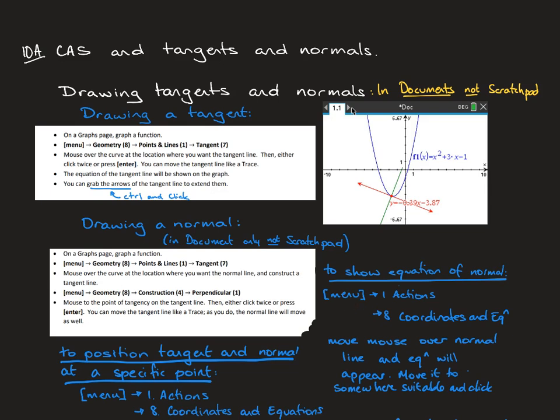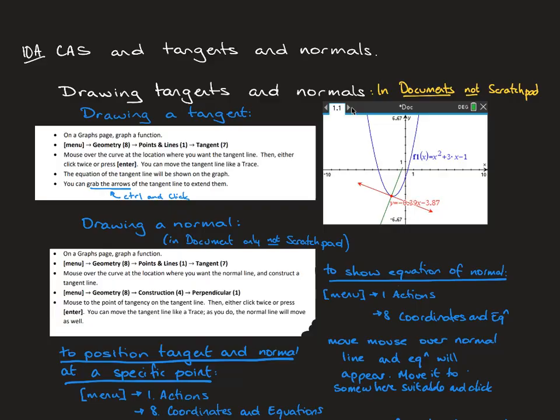If you want it to show the equation of the normal, again use menu, actions, and this time use the coordinates and equations menu. Then move the mouse down until it hovers over the line, and you'll see that the equation of the normal will appear. When it appears, you can just drag it across and then click to release it, and that will set it as a solid value on the screen. So that will give you the equation of your tangent and your normal.